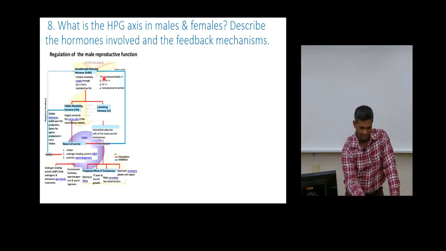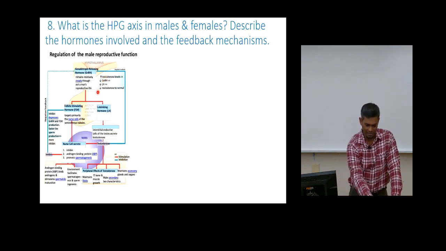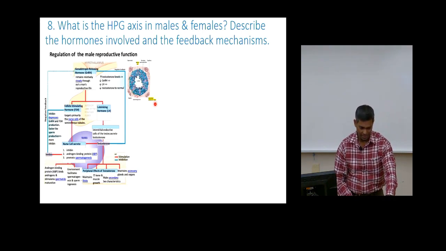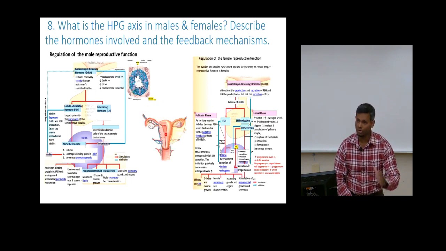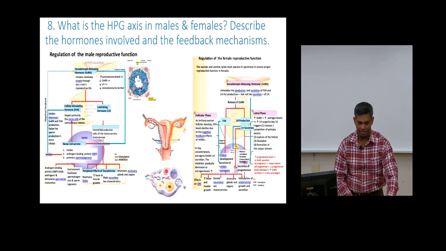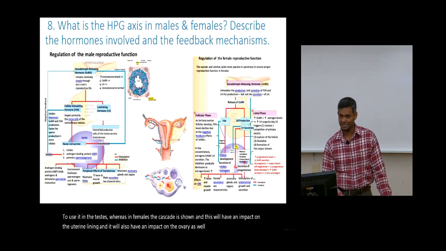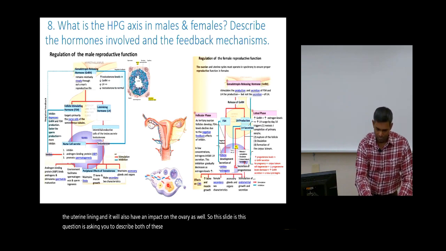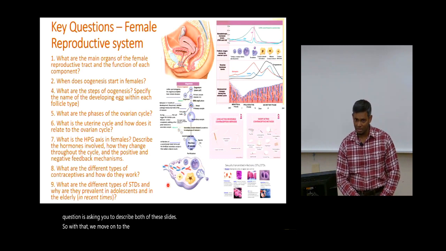So we see that the cascade in males is shown in the left panel, and this is mainly going to affect the seminiferous tubules, right, in the testes, whereas in females the cascade is shown, and this will have an impact on the uterine lining, and it will also have an impact on the ovary as well. So this question is asking you to describe both of these slides. So with that, we move on to the various questions in the female reproductive system.